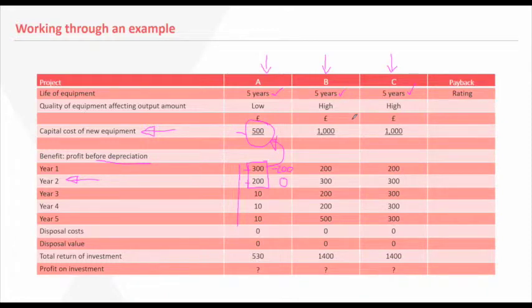If we have a look now at project B as an example, we can see that project B is more expensive, it costs us £1,000, but let's have a look at our flows. In year 1, we get £200 from project B. So if you keep a running total in your head, you will know we're still down £800. We spent 1,000, 1,000 went out, we've got 200 back, we're still down 800. In year 2, we get another 300 in. So now we're down 500.